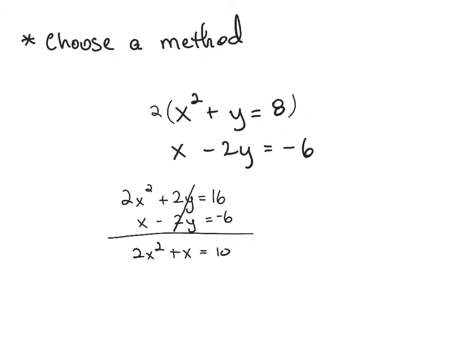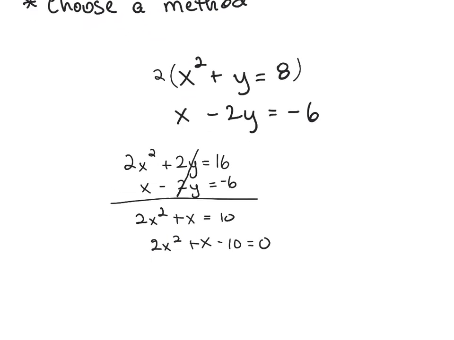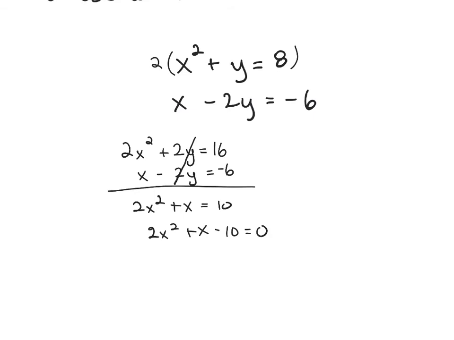So now we have a quadratic equation that we need to solve by getting one side equal to 0. And then we can try to solve by factoring, and if that doesn't work, we will use the quadratic formula. So 2 times negative 10 is negative 20. We need factors of negative 20 that add to 1. So that would be 5 and negative 4.